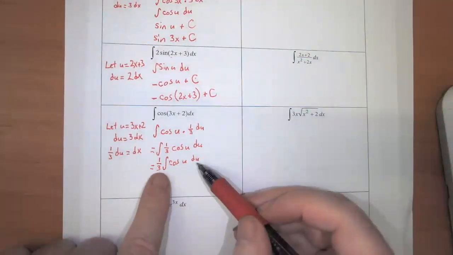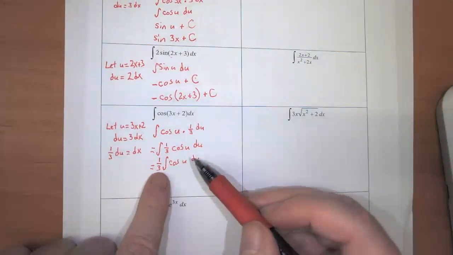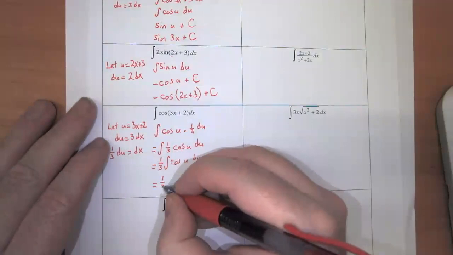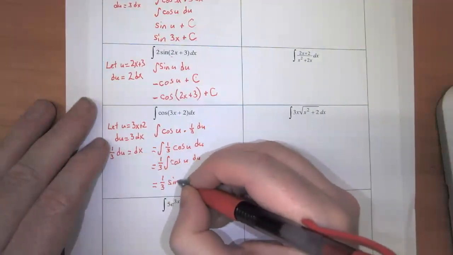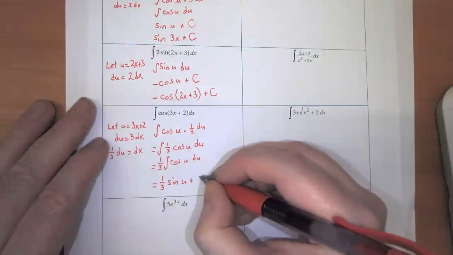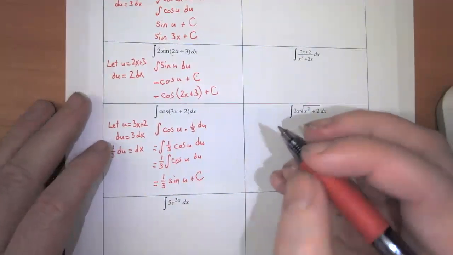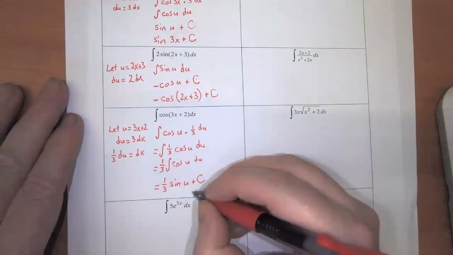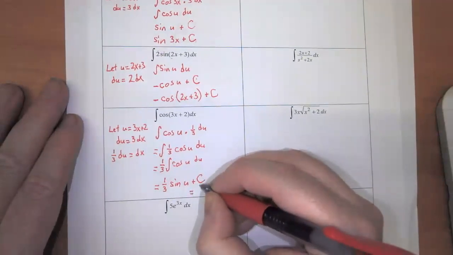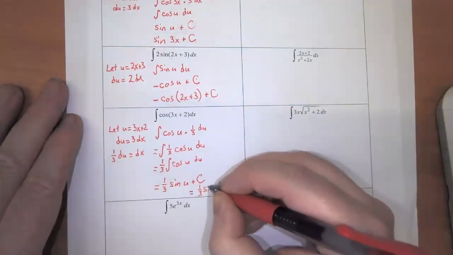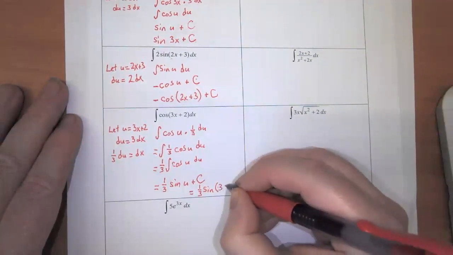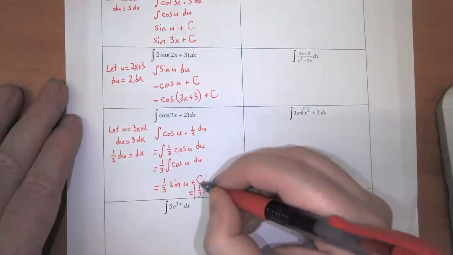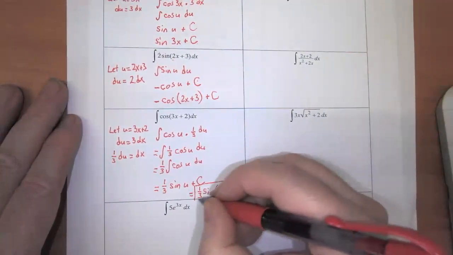Now we're back to the indefinite integral of cosine of u du, which is on our trig table. And so that's going to be 1/3 times sine of u plus a constant. And the last thing we're going to do is substitute 3x plus 2 back in for u here. And so that's equal to 1/3 of sine of 3x plus 2 plus c for our antiderivative here.